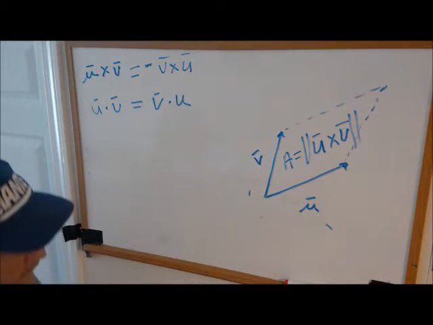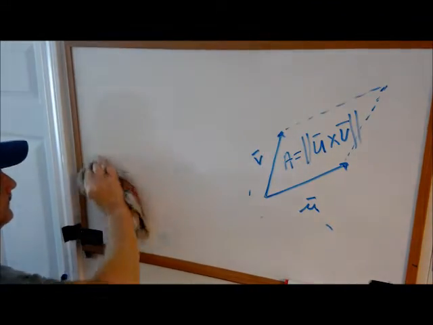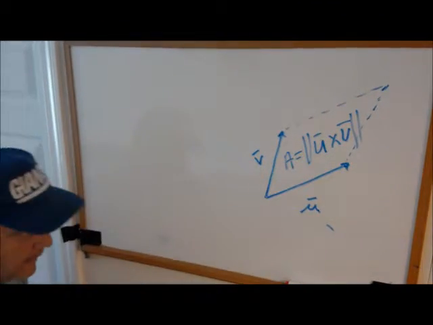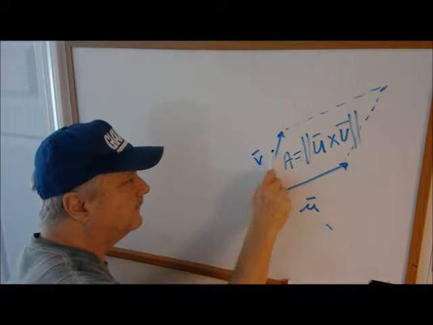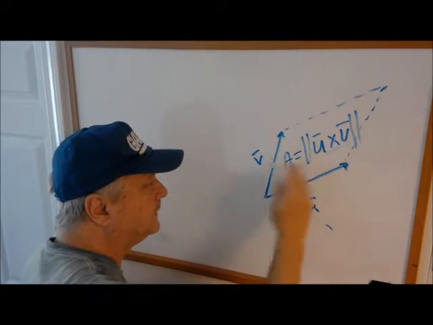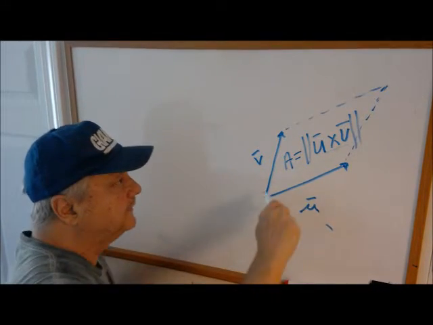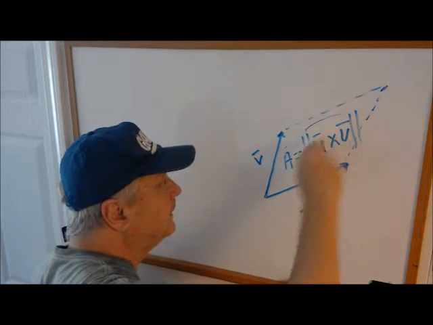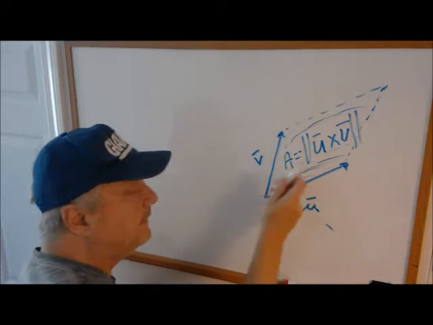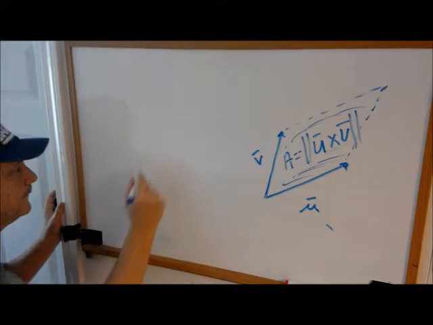Okay, I want to say one more thing, and then we'll be done. I want to emphasize, if we take U cross V, then we take the magnitude, the length of U cross V, that's equal to the area of the parallelogram. It's very important to understand and remember that fact. Now here's a few more facts.